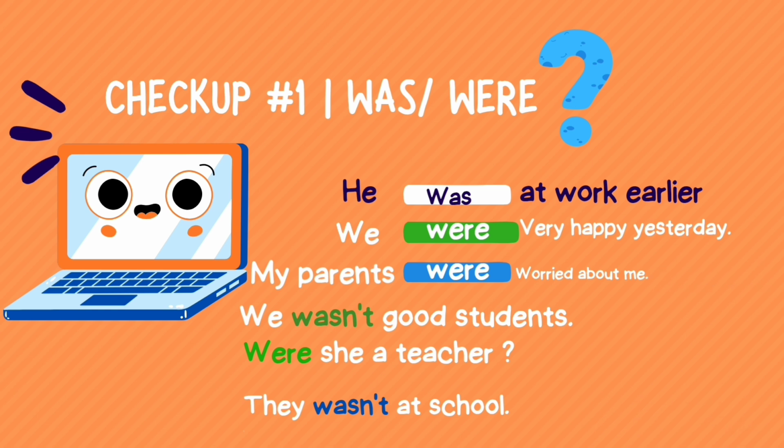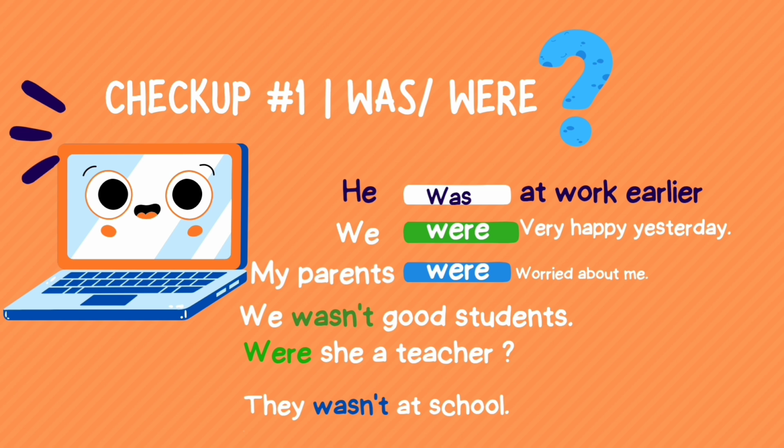Now, I want you to find the mistake in the next sentence. We wasn't good students. Can you figure out what's wrong? The subject here is we, so we don't say was not. We need to say were not, or the contraction weren't. We weren't good students is the correct answer.